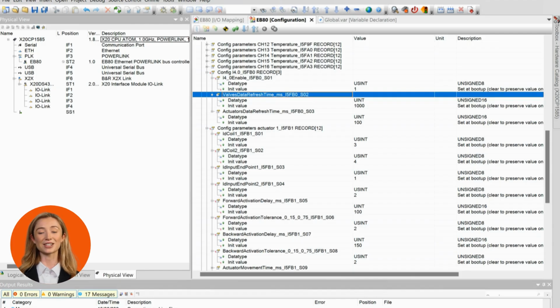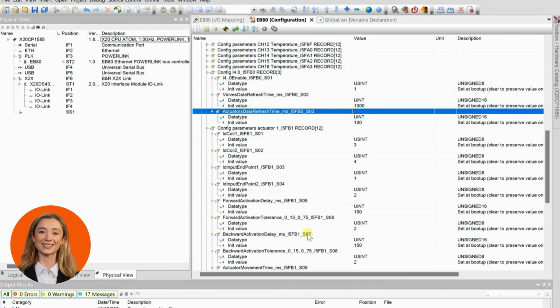Valve data refresh time. The system cyclically and sequentially reads the data of each solenoid valve with the update time set in this parameter. Actuators data refresh time. The system cyclically and sequentially reads the data of each actuator with the update time set in this parameter.